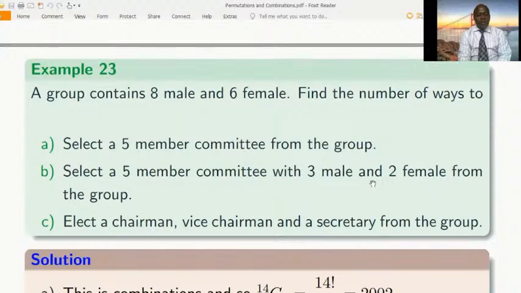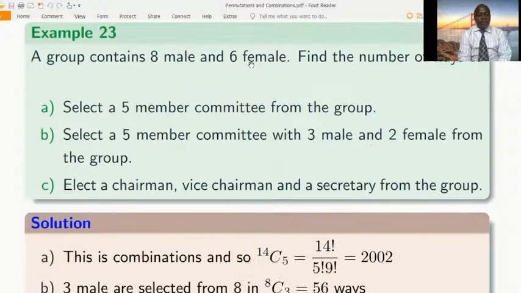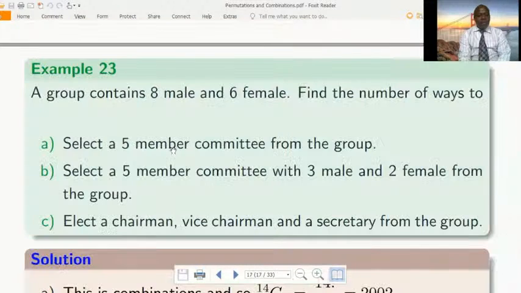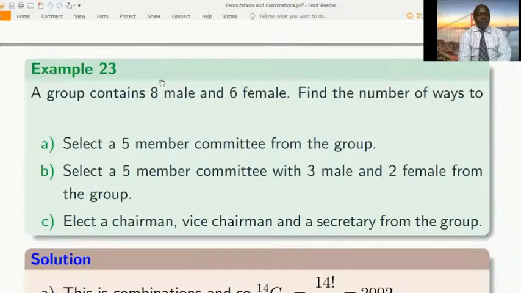It involves combinations. We have 5 members out of 14. What does the question say? Just scroll up. Ways to select a group. So this question involves combination. We have 14 members in the group and 5 out of that. So 14 factorial over 5 factorial times 9 factorial, 5 from 14 to 9. And you use your calculator and see what you get.